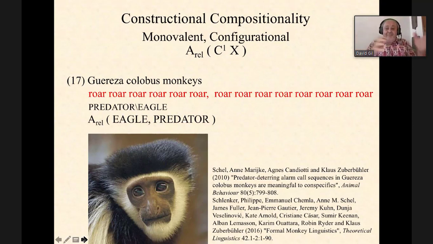So the configuration of repetitions and their grouping actually has meaning which combines in a constrained manner to the actual predator. It actually describes what type of predator it is. So one configuration gives you eagle, a different configuration gives you jaguar, whatever the local land predator is.